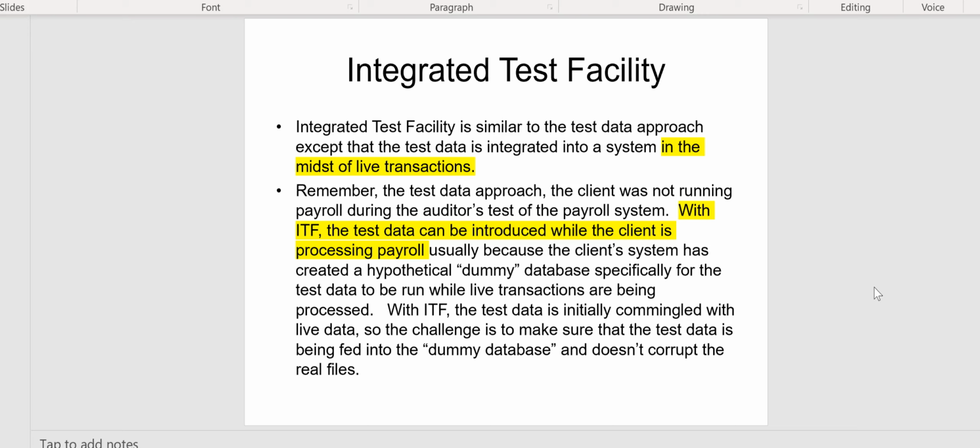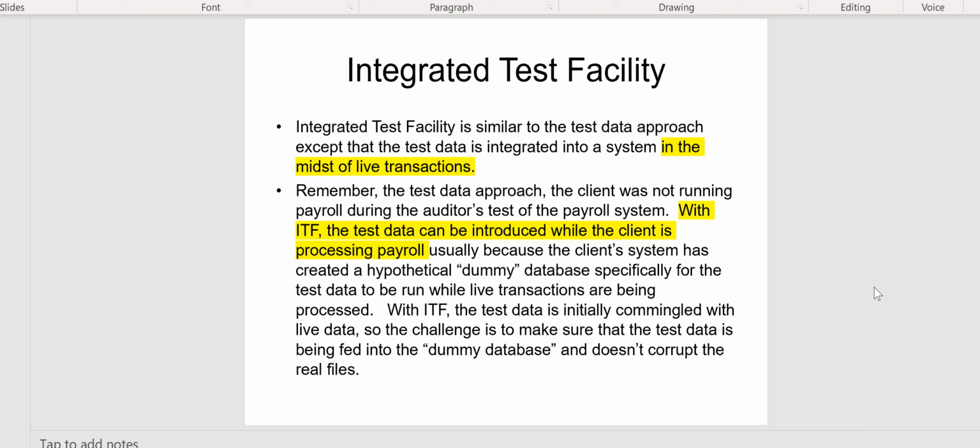Remember, with the test data approach, the client was not running payroll during the auditor's test of the payroll system. Well, with ITF, the test data can be introduced while the client is processing the payroll. How can that be? Usually because the client system has created a hypothetical dummy database specifically for the test data to be run through while live transactions are being processed. So with ITF, the test data is initially commingled with the live data. So often the client's employees don't even know that the testing is being run.